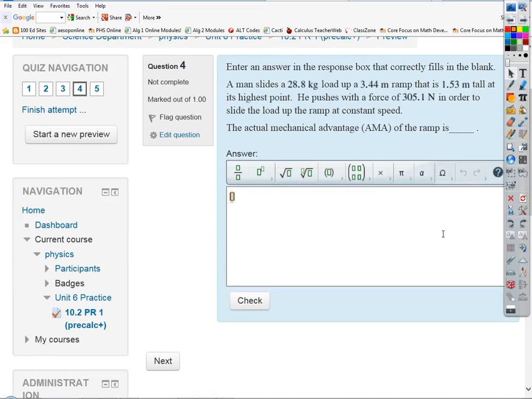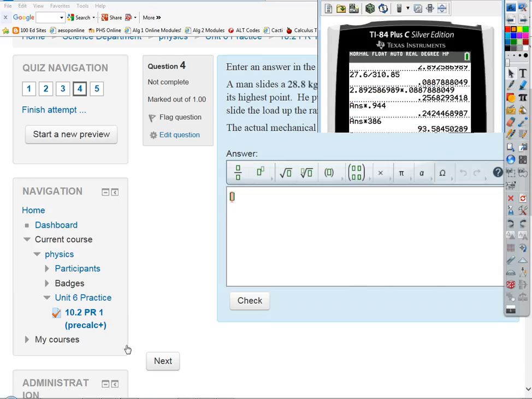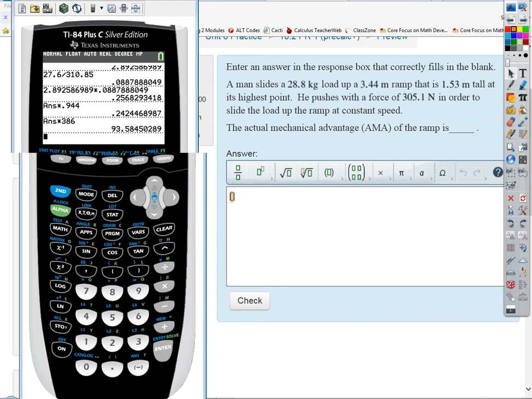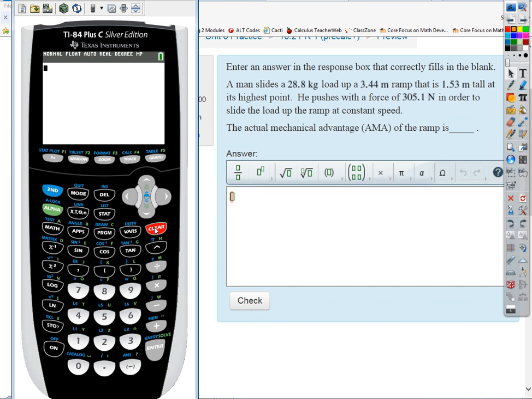Yep, that one. Okay, so that's output force divided by input force, right? So output force is going to be the weight, so 28.8 times G, times the output distance, which is how far it got lifted vertically, right? Divided by the input force. What's the input force again? It's going to be applied force times applied distance. So 305.1 newtons times 3.44 meters, right?